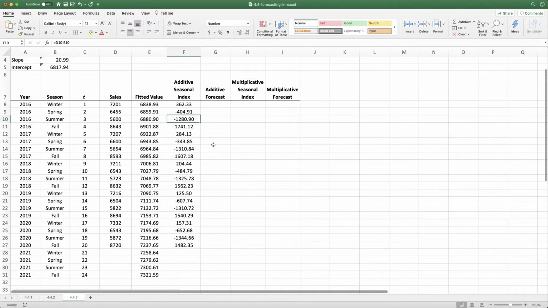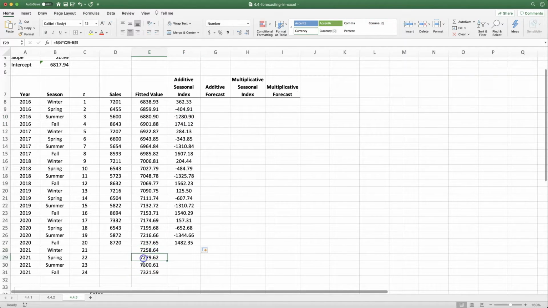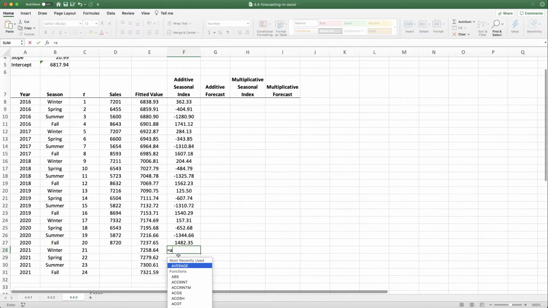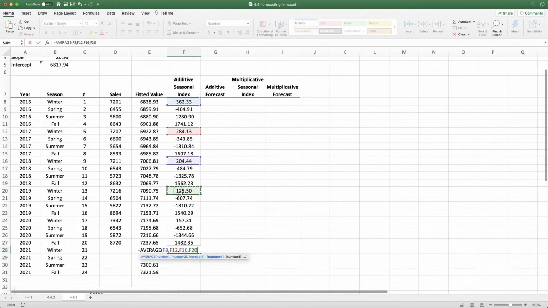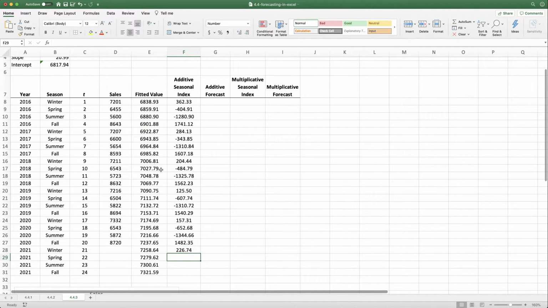The question now is, how much do we need to adjust these fitted values for each of the seasons that we want to forecast? To calculate the seasonal index that we're going to use for winter to modify this fitted value, we're going to take the average of all the previous winters that we've observed. That's the average of the 362, the 284, the 204.44, the 125.50, and the 157.31. So we're going to take all of the average deviations for our winter sales. 226.74.